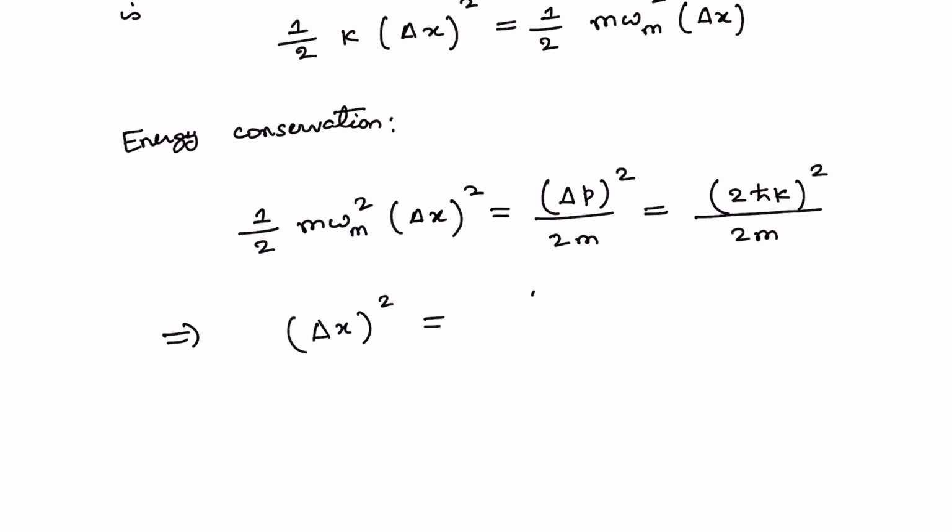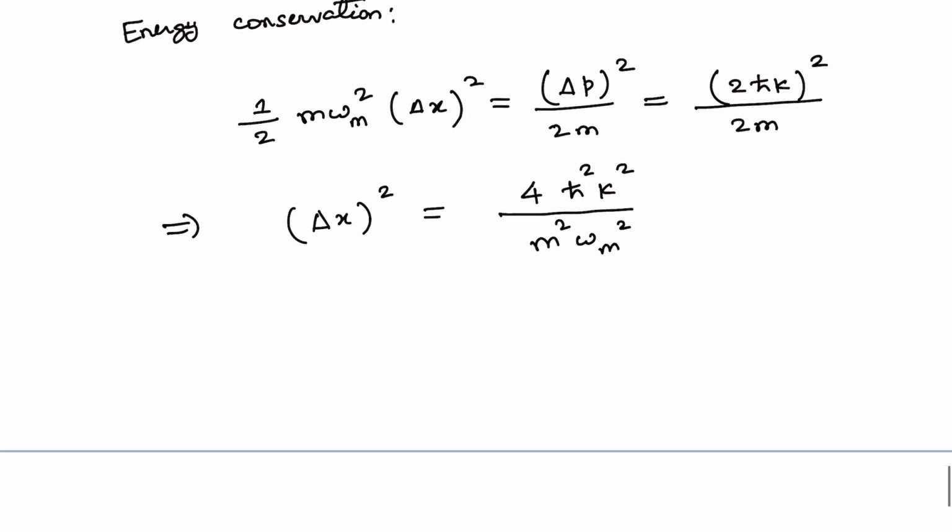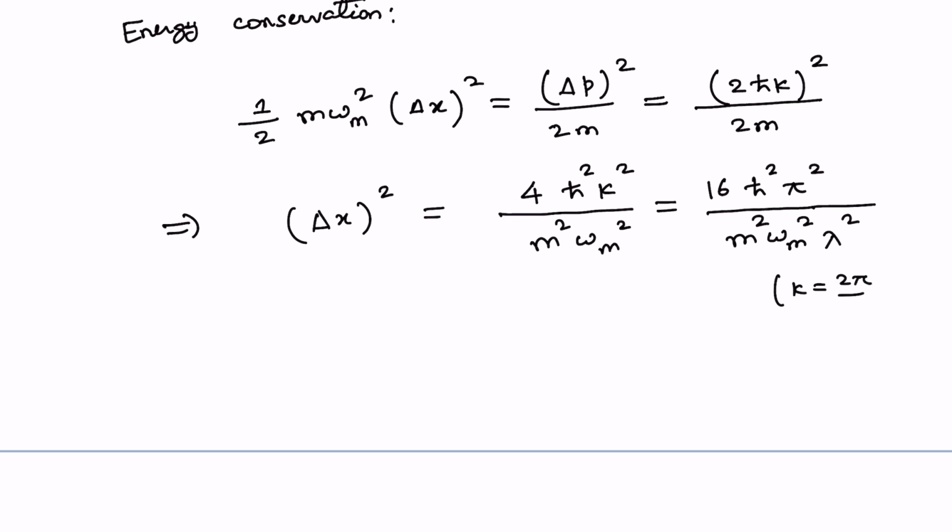Delta x square is equal to 4 h bar square k square divided by m square omega m square. Now at this stage, okay, let me also write here, because k is equal to 2 pi by lambda, so I can write it as 16 h bar square pi square divided by m square omega m square lambda square, where I have used the fact that k is equal to 2 pi by lambda.